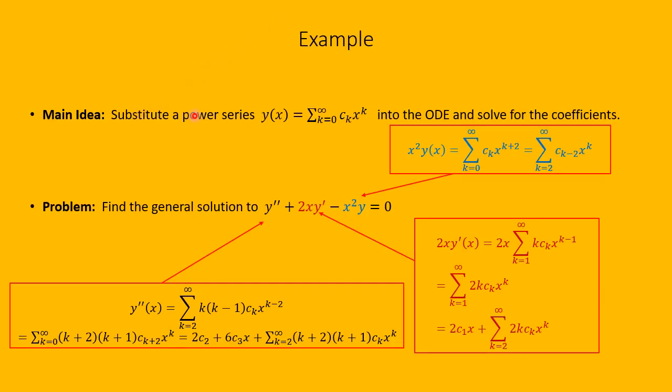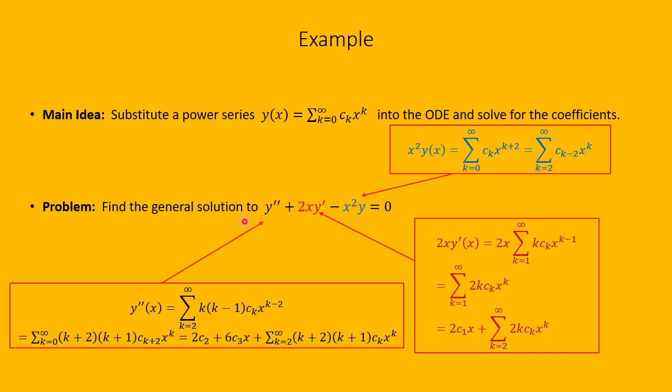So let's see how we can substitute a power series y(x) equals the sum k goes from 0 to infinity of c sub k x to the k into an ordinary differential equation and solve for the coefficients. Let's look at this problem right here: y'' + 2x y' - x squared y = 0.